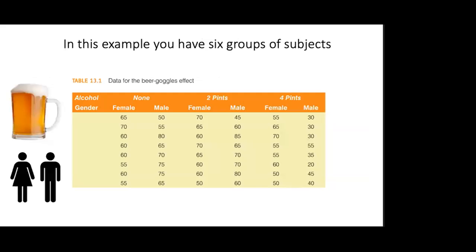All right, so here are the data. We have 6 groups of subjects, so we have a 3x2 design. 6 groups of different subjects: males and females who had either no alcohol, 2 pints or 4 pints. In each group we have 1, 2, 3, 4, 5, 6, 7, 8 observations, so 8 subjects, and they're all different subjects. These are different females than those and then those, and the males also are all different.